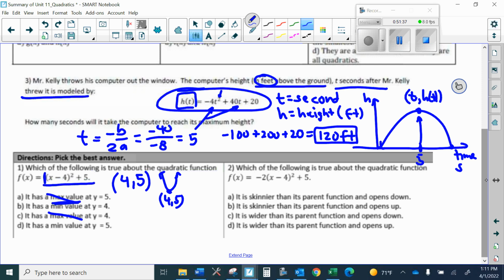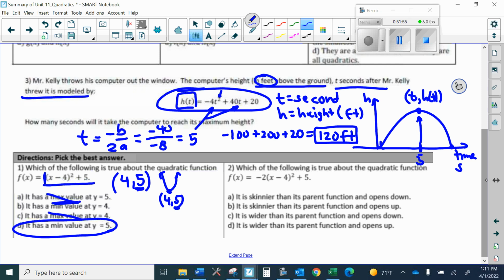Now, the minimum value occurs at which coordinate? The x coordinate or the y coordinate? I've already said this over and over. It's the y coordinate. So minimum value at y equals 4? Nope, that's the x coordinate. The minimum value is y equals 5, the y coordinate.